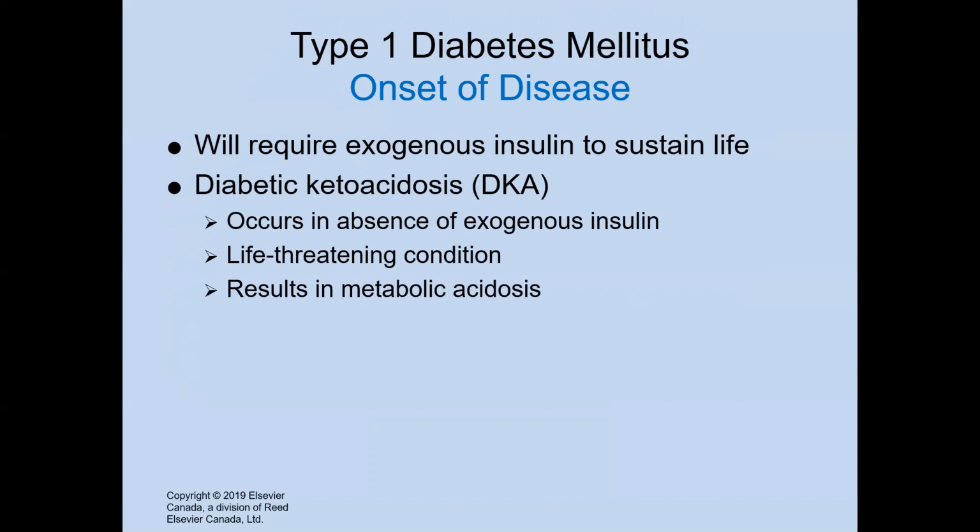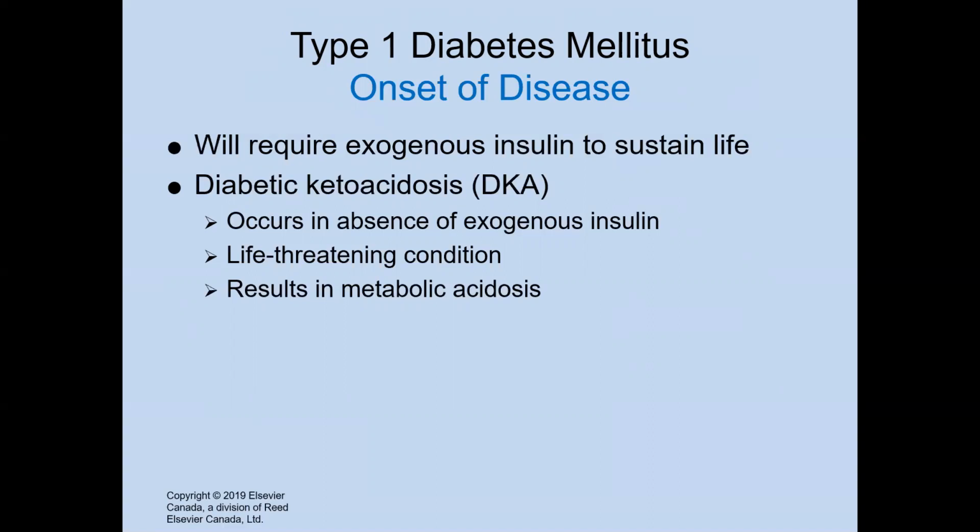When somebody develops type 1 diabetes, remember that we have disruption of those cells in their pancreas, so they're not able to produce insulin and will require exogenous insulin to sustain life. When a patient is presenting with a lack of innate insulin, so they're not making any insulin and they're not getting any insulin yet, either because they're not yet diagnosed or they have not been taking their insulin for some reason, they can go into a state of diabetic ketoacidosis. So diabetic ketoacidosis occurs in the absence of that exogenous insulin.